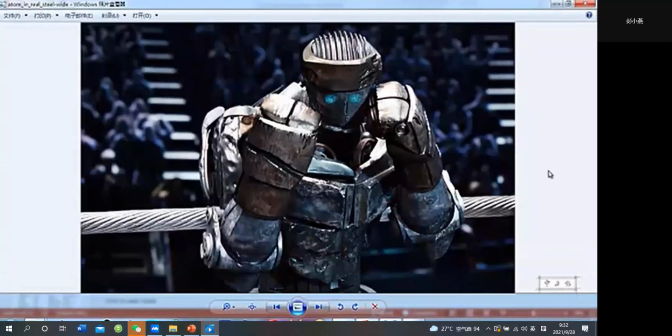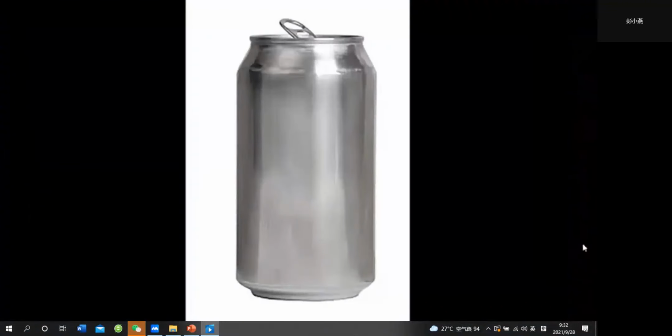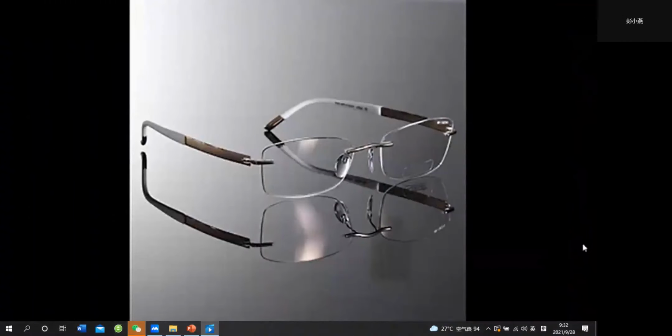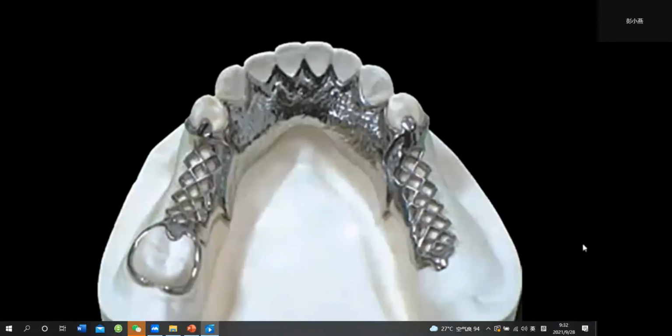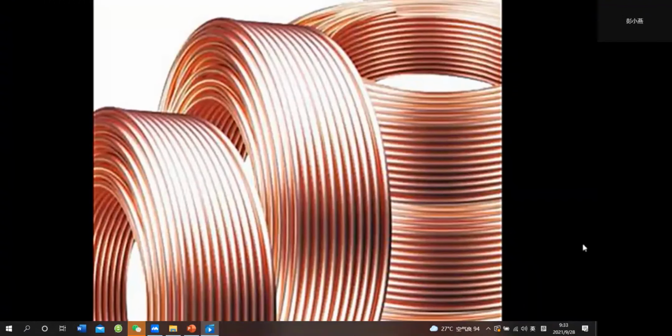So here we have some products. This is real iron. This is an aluminum can. This is aluminum carbide. These are titanium glasses. This is titanium used in the aeroplane engine. It's also titanium artificial teeth. It's copper. This is copper wire.